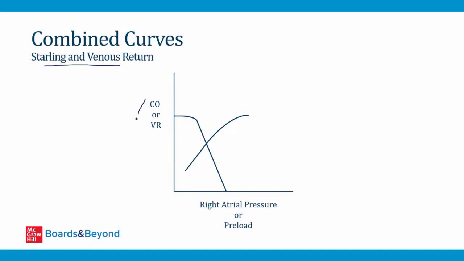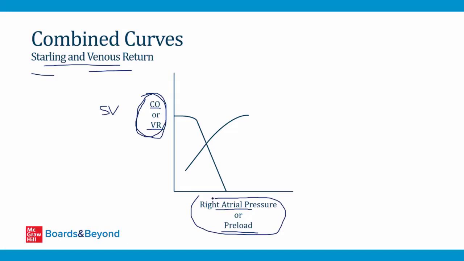So when you do this, the cardiac output or the venous return will be on the y-axis. Remember that for Starling curves, the y-axis was the stroke volume, which is proportional to cardiac output. And for venous return curves, the y-axis was cardiac output or venous return. So both of these things are represented by the y-axis on both the Starling and venous return curves. For the x-axis, we talked about how for Starling curves, that was preload. Well, right atrial pressure is one measure of preload. The higher the right atrial pressure, the more preload you're going to have pushing blood into the left ventricle. So this means that we can combine the curves and have the x-axis represent right atrial pressure or preload.